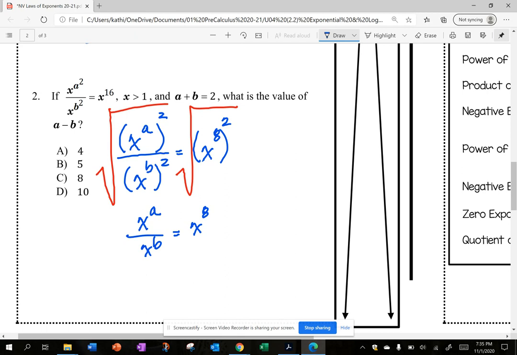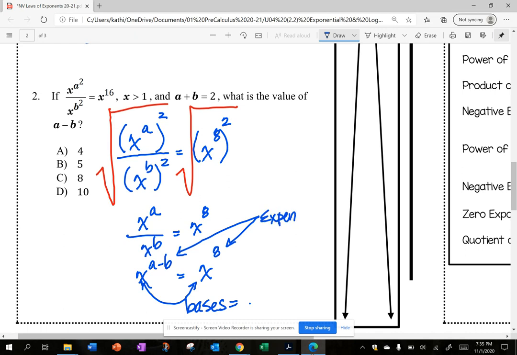So on the left side, I can subtract my exponents. So this is going to be x to the a minus b equals x to the 8th. So right now what I see is my bases are equal. So that means my exponents are equal. So the question is asking me what's the value of a minus b, and a minus b is 8.